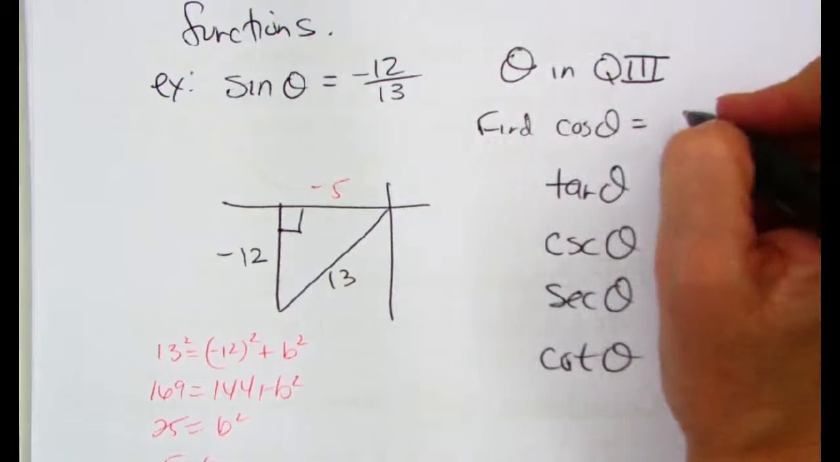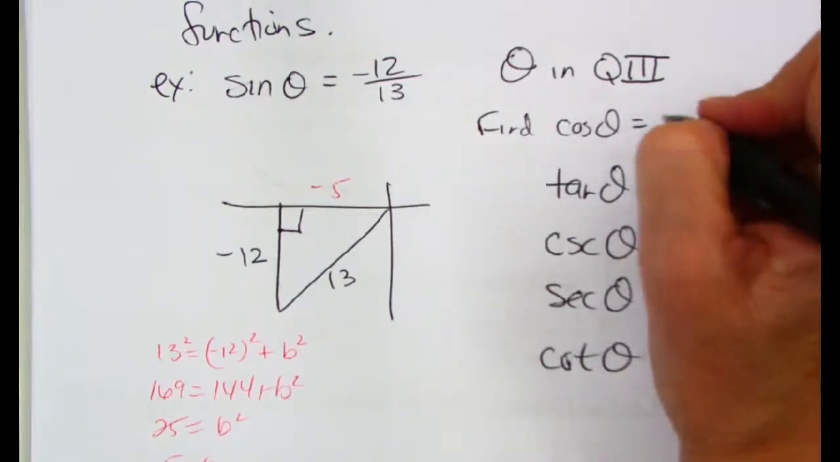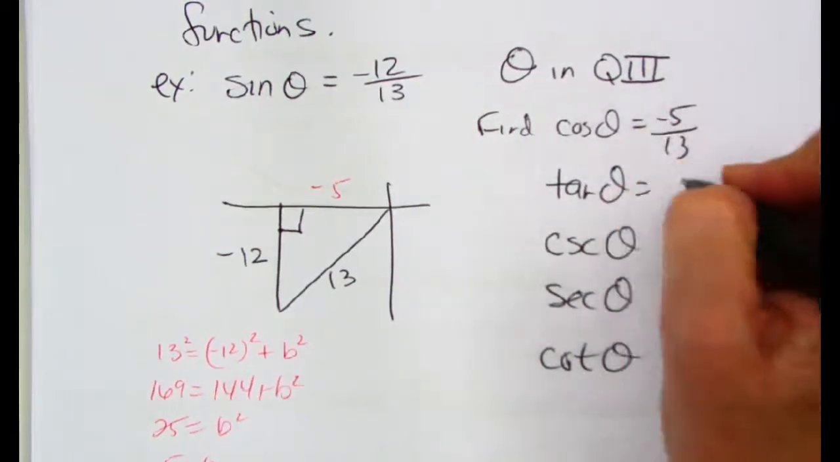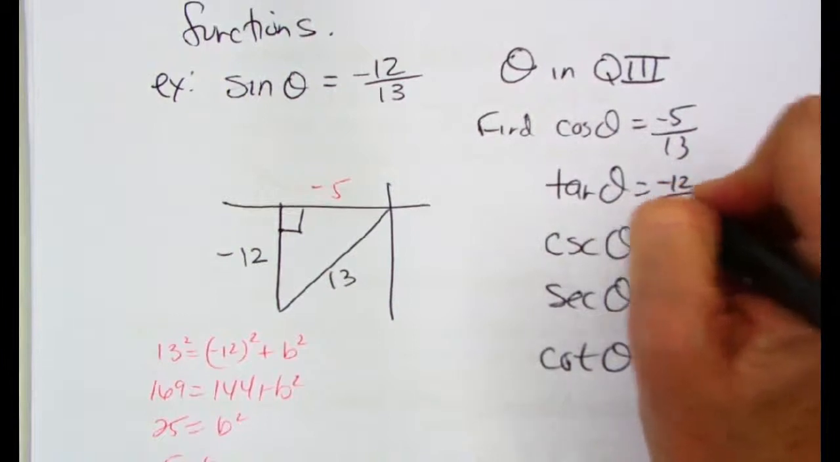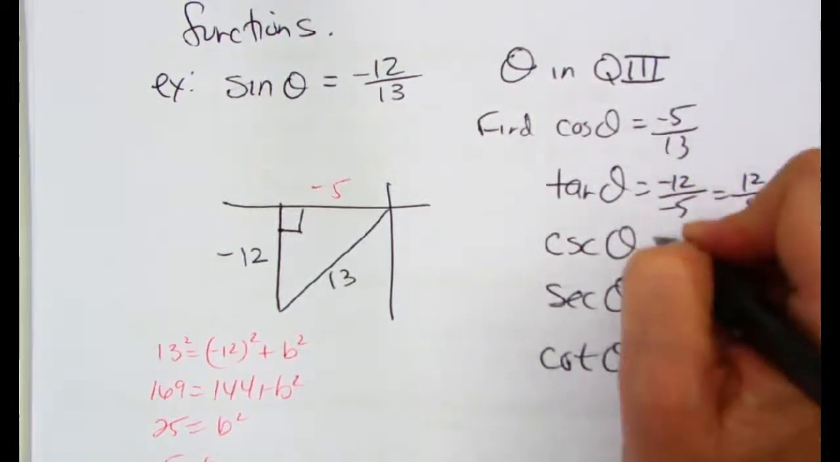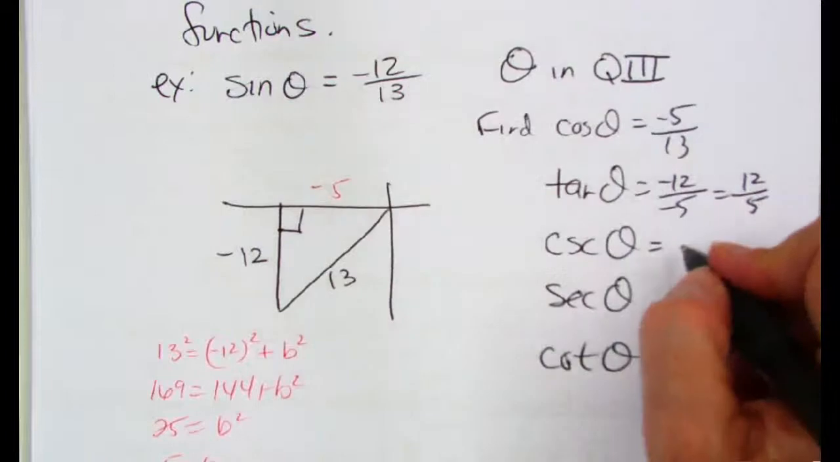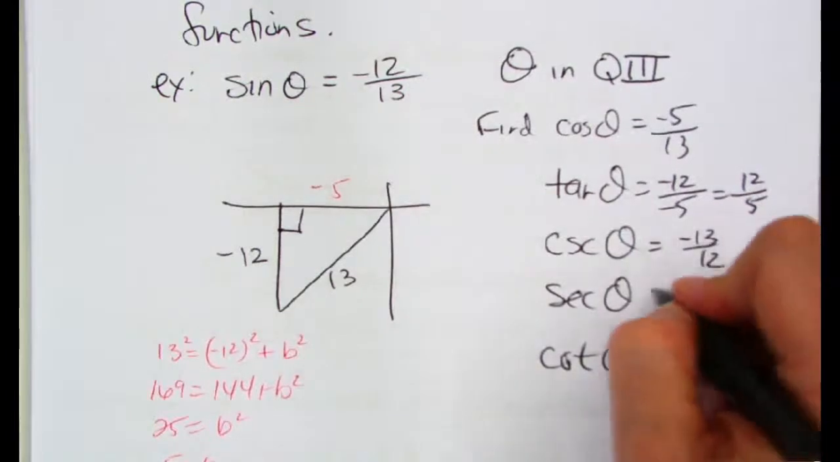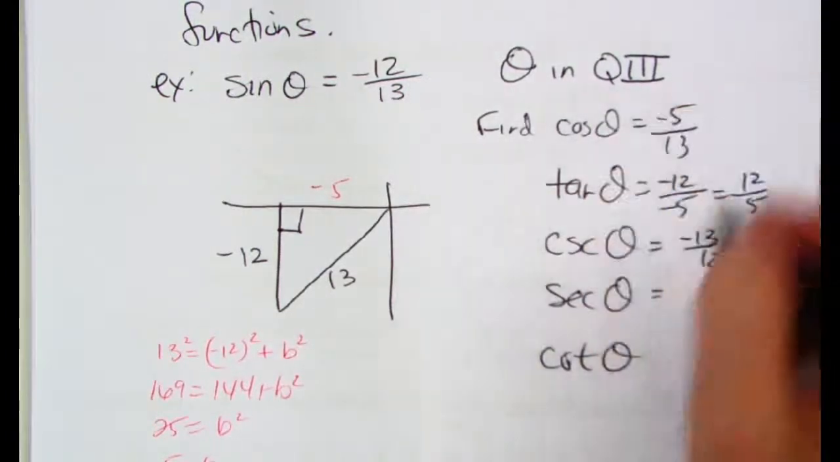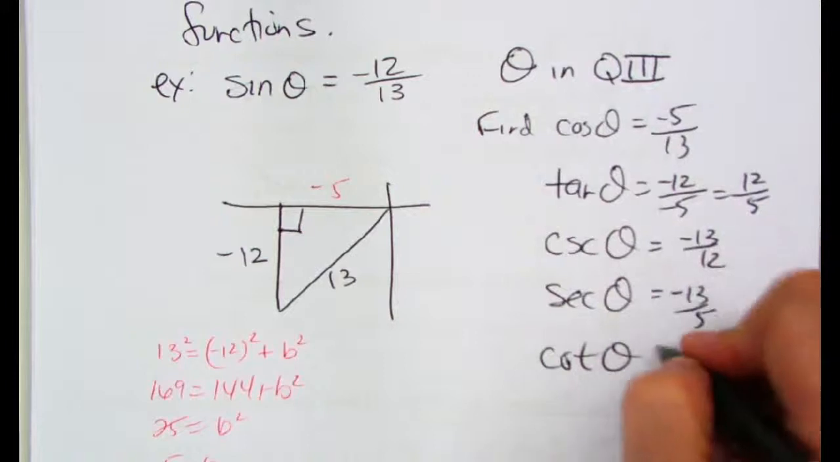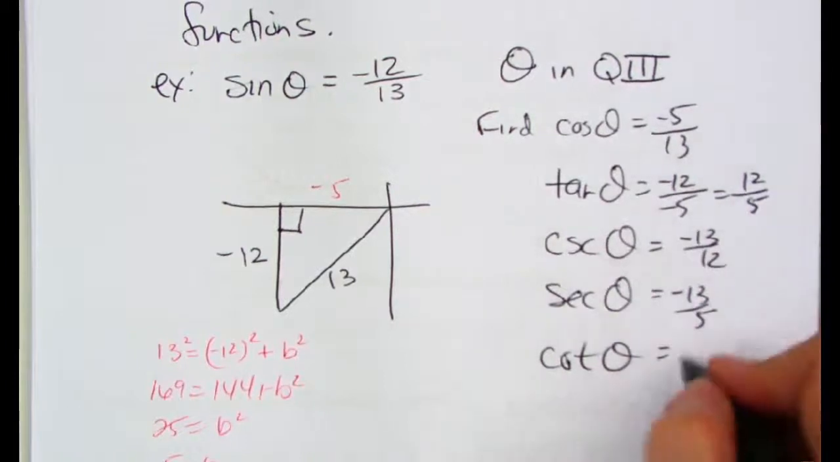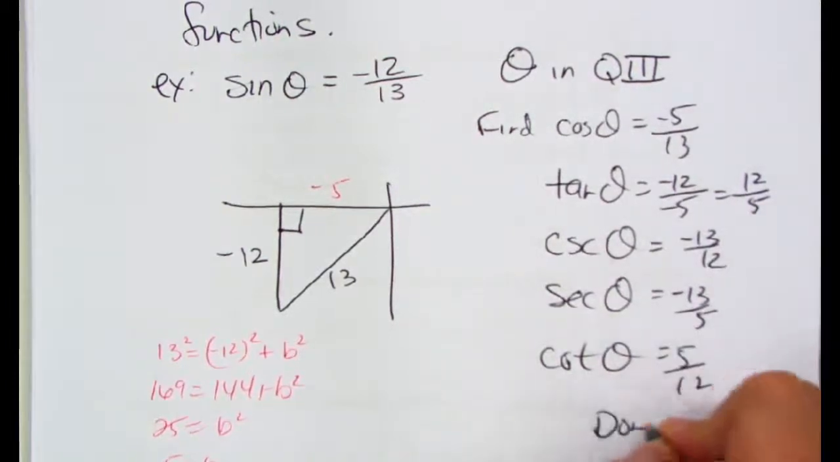Let's see, cosine of theta would be negative 5 over 13. Tangent is negative 12 over negative 5, which is 12 over 5. Cosecant is the reciprocal of sine. That was already given, negative 13 over 12. Secant is the reciprocal of cosine, negative 13 over 5. Cotangent is 5 over 12, and I am done.